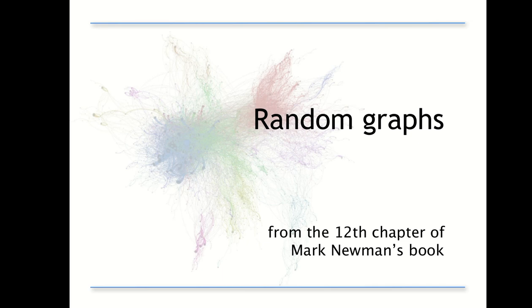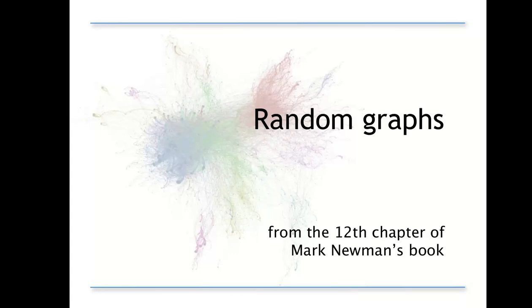This is a network science course, and today we are going to study the 12th chapter of Mark Newman's book, which is about random graphs, and in particular the discussion is going to be about Erdős-Rényi random graphs. So this was the first mathematical model for random graphs, roughly 60-70 years ago, and for a long time that was the only proper random graph model in mathematics and graph theory.